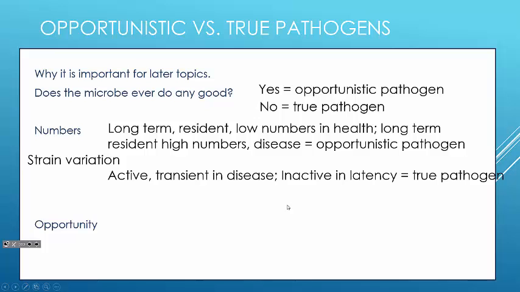And let's move on to strain variation. You can have an opportunistic pathogen that moves to a true pathogen because it has picked up antibiotic resistance, a toxin, all sorts of good stuff.